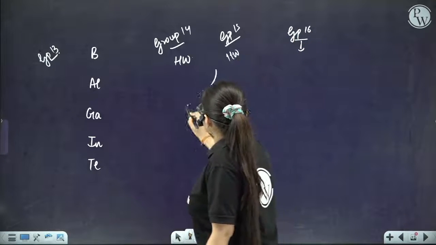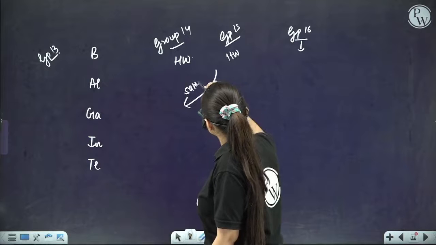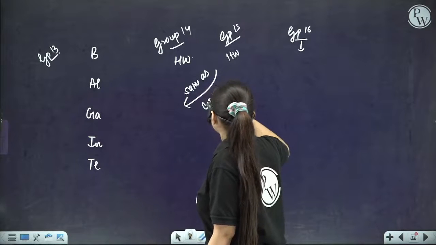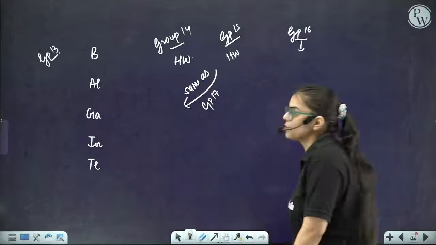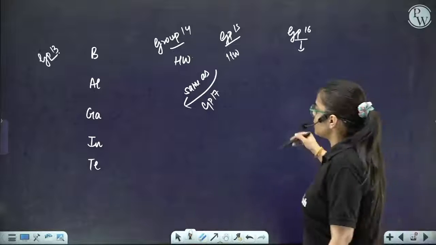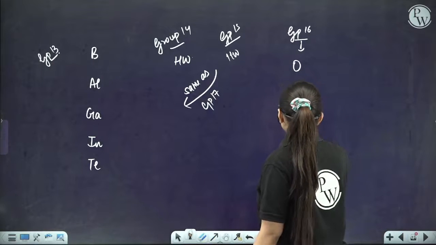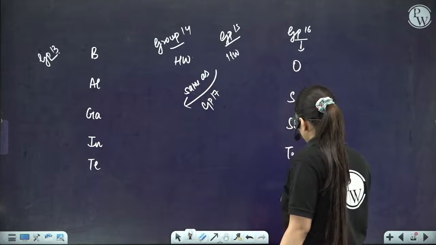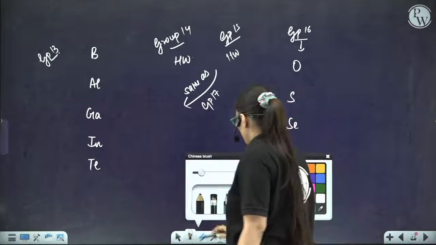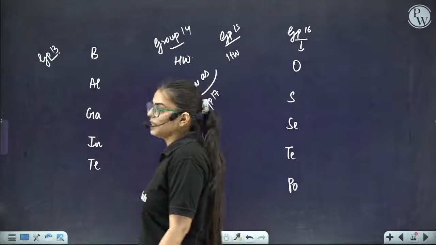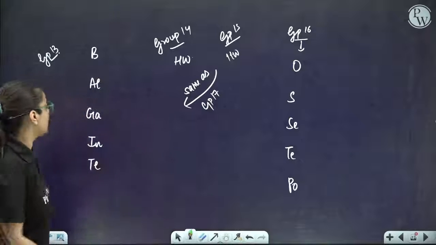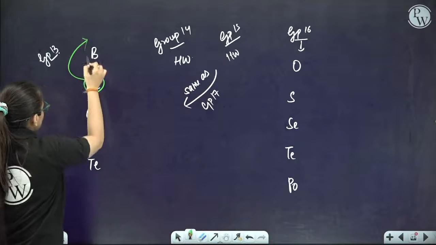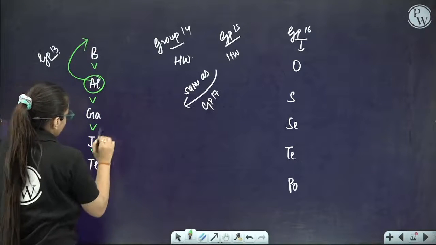Let me tell you, these are the same as group number 17. Both of them are the same as group number 17. But for group number 16 it is different: oxygen, sulfur, selenium, tellurium, and polonium. So for them the values are different. So let me tell you. Now this is also again similar to the previous one. Aluminium will have the highest one. The rest of the order will remain the same.